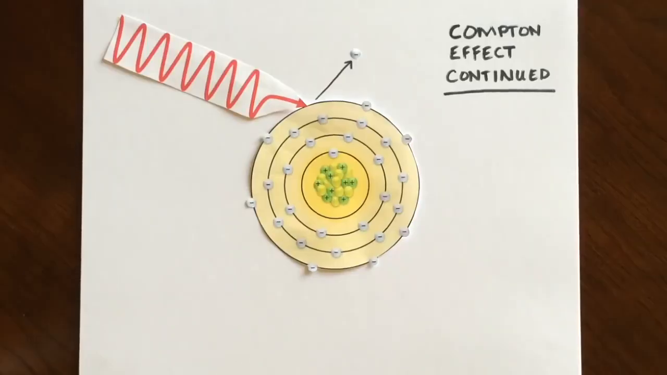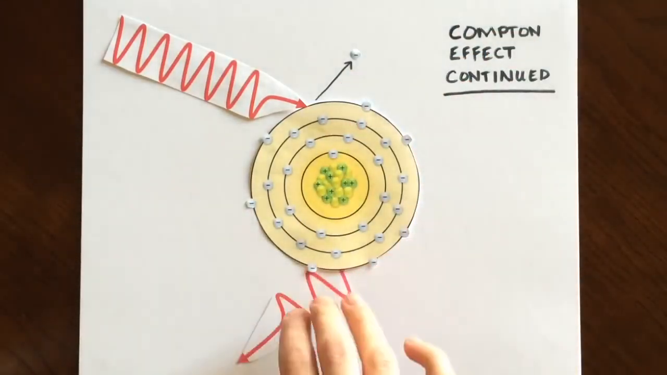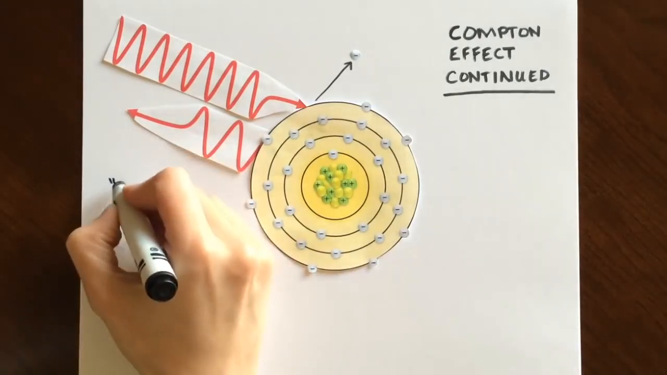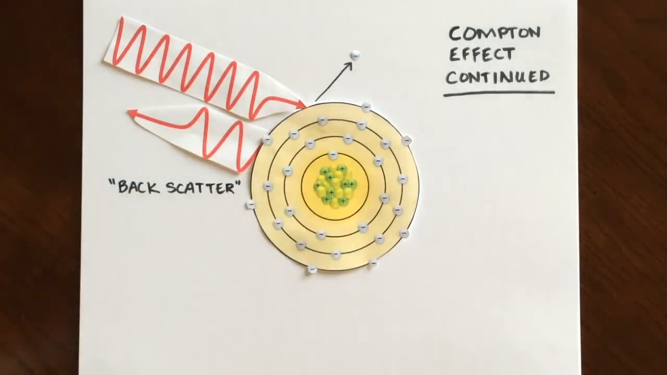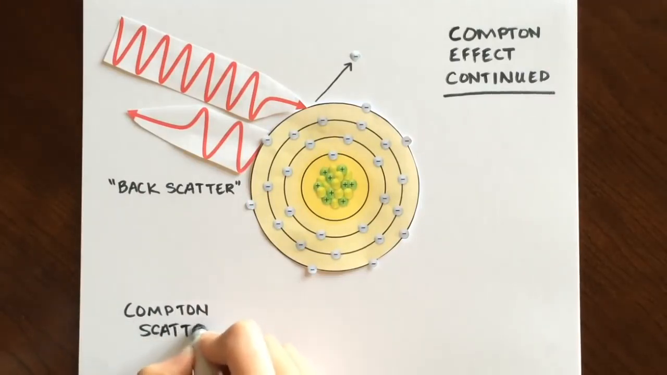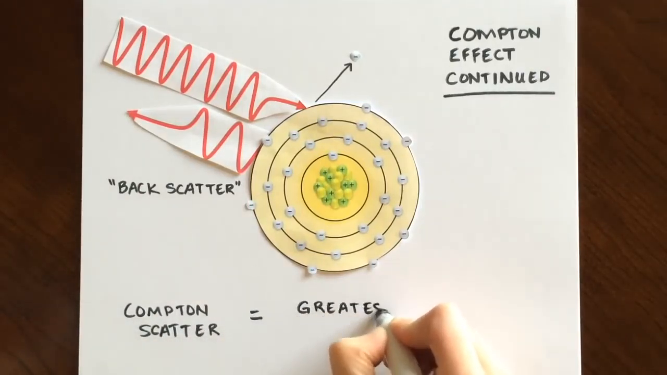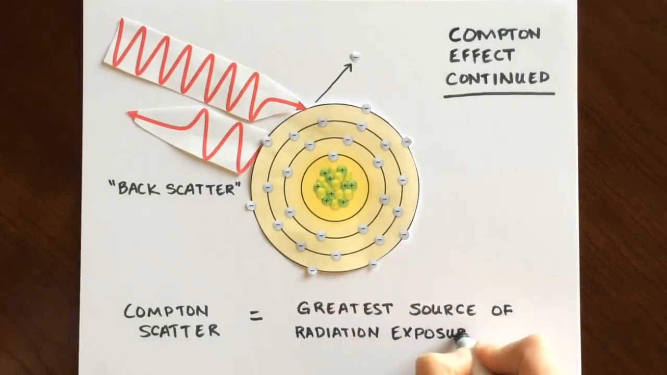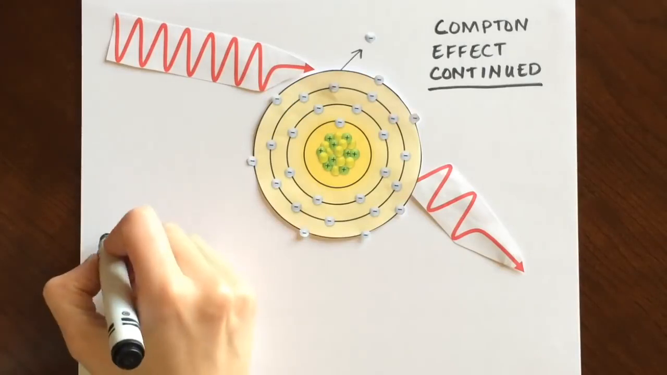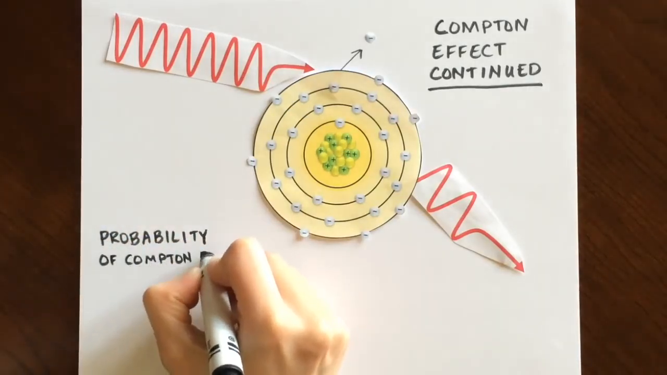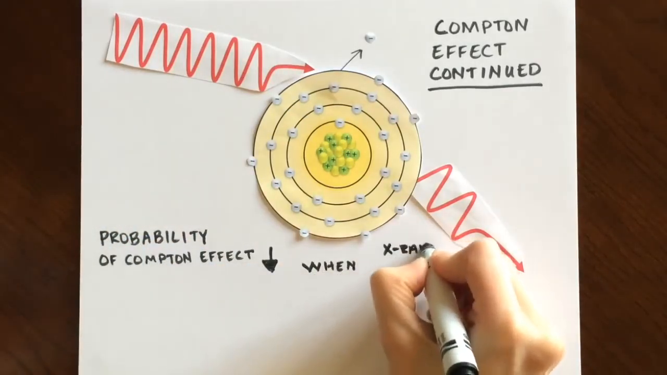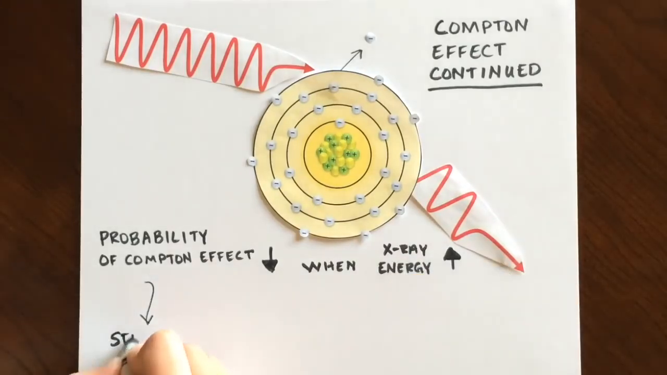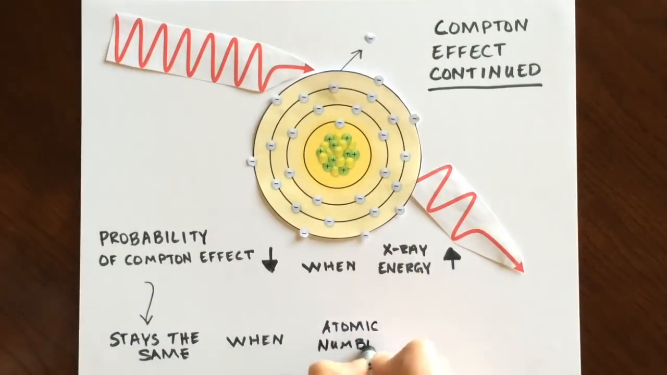In Compton interactions, the X-rays can be scattered in any direction. When they are scattered back in the same direction as the original photon, this is called backscatter. Compton scattered X-rays are the source of most of the occupational radiation exposure RTs receive, especially during fluoroscopic procedures. It should also be noted that the probability of the Compton effect is inversely proportional to the X-ray energy and independent of atomic number, meaning the atomic number of the atom has no effect on whether Compton effect occurs.